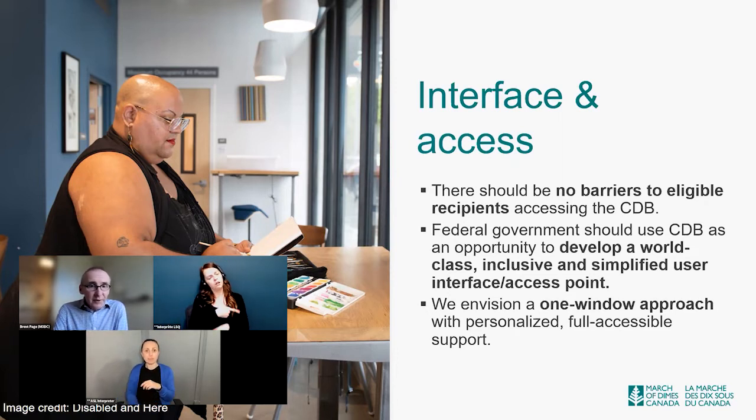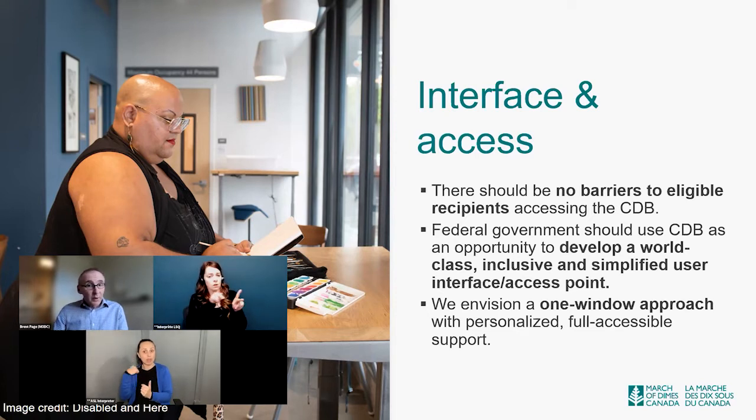In introducing a new federal income benefit, Marche wants the federal government to use this opportunity to develop a world-class, inclusive, and simplified user interface and access point to the benefit. What do we mean by this? So how does someone actually access the benefit? How do they apply? Who helps them? And what does the user journey look like?